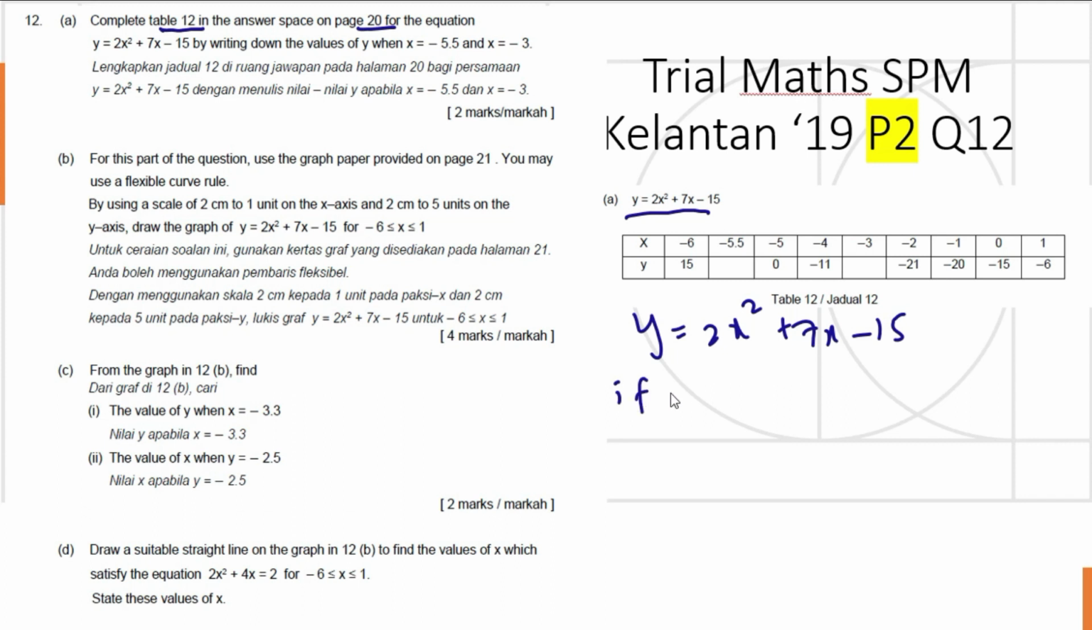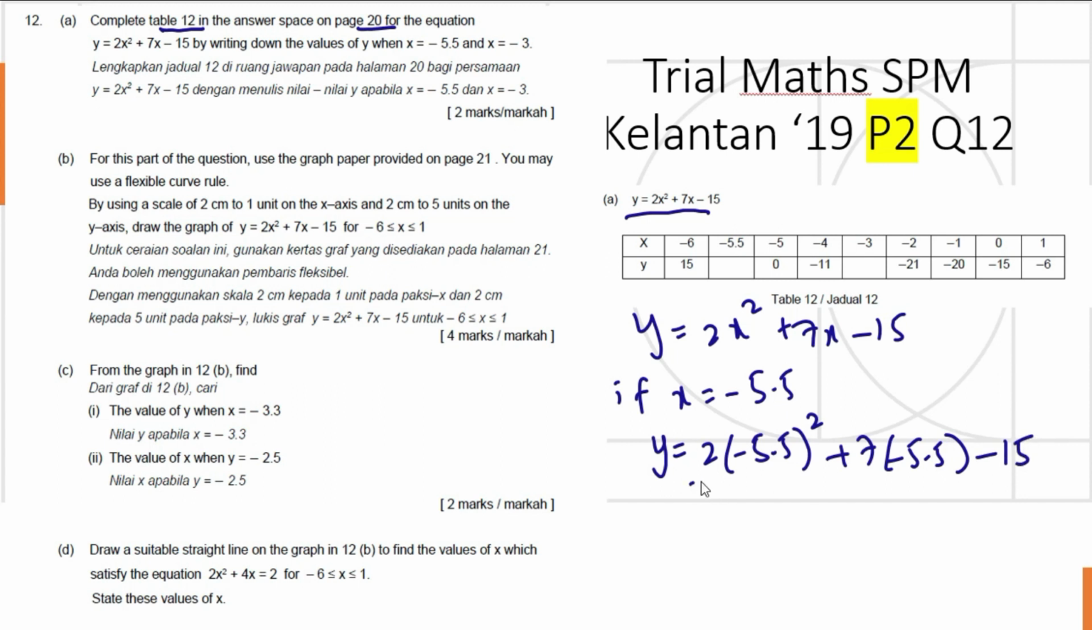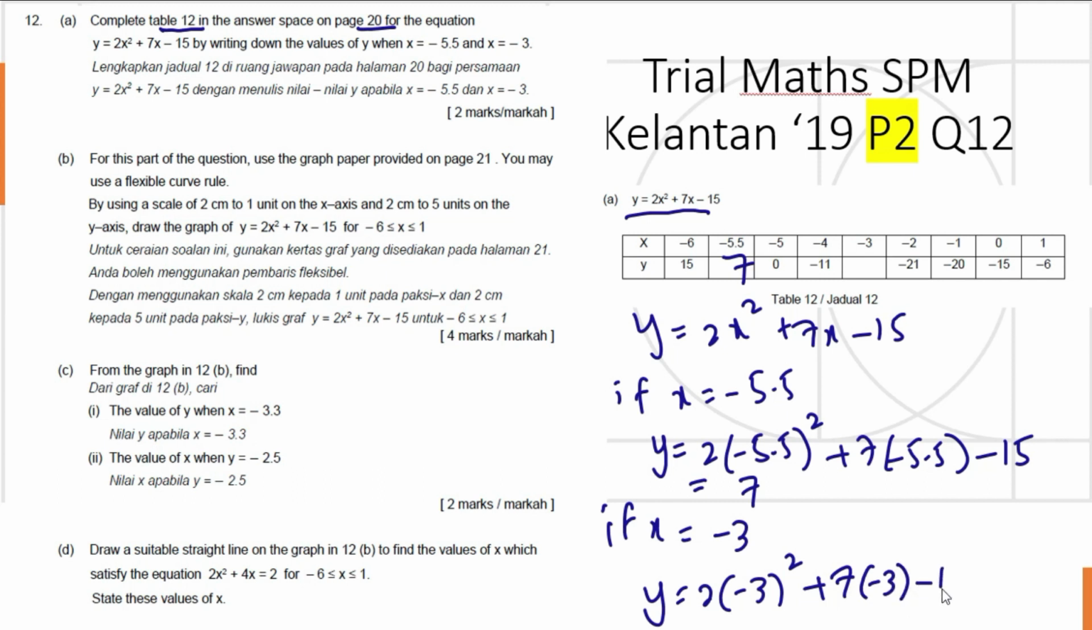If x is equal to negative 5.5, y is equal to 2 times negative 5.5 squared plus 7 times negative 5.5 minus 15. So we get 7. So this one is 7. For the second one, if x is equal to negative 3, y is equal to 2 times negative 3 squared plus 7 times negative 3 minus 15. So we get negative 18. So here is negative 18. So we can just substitute the value.